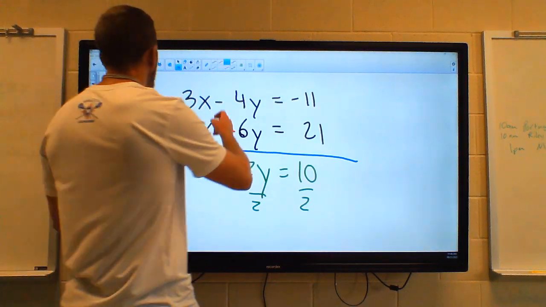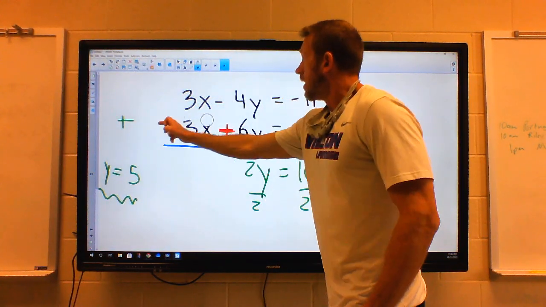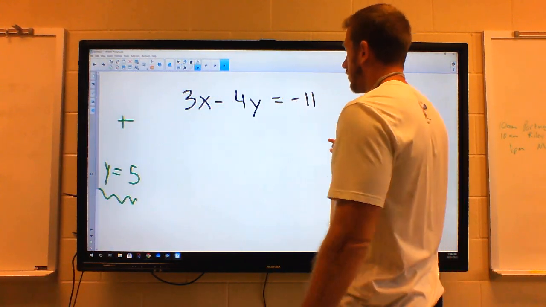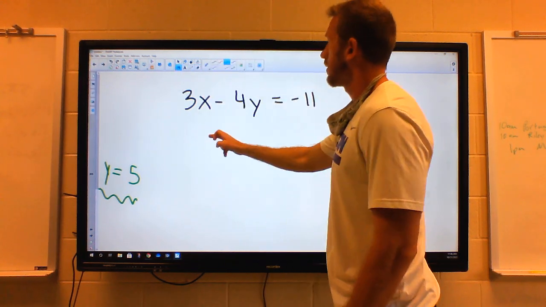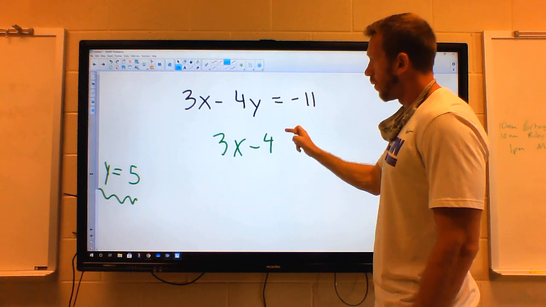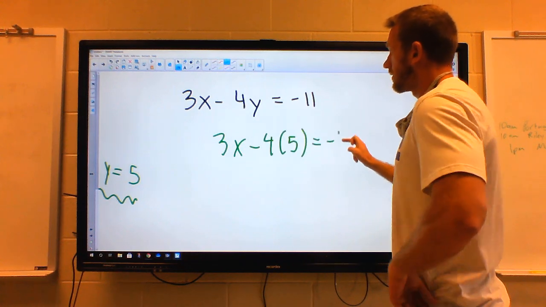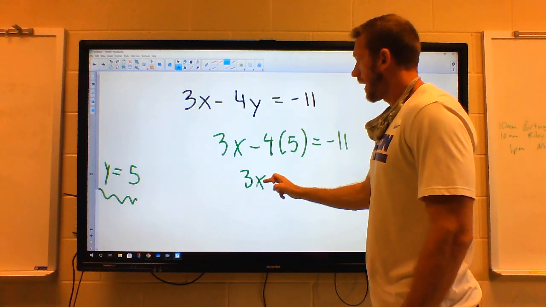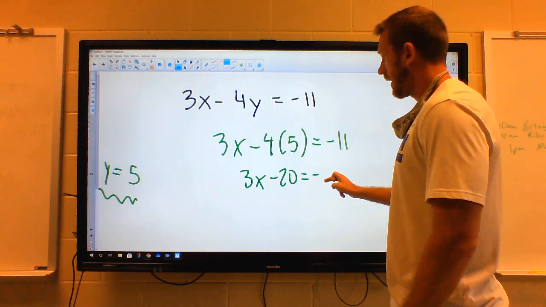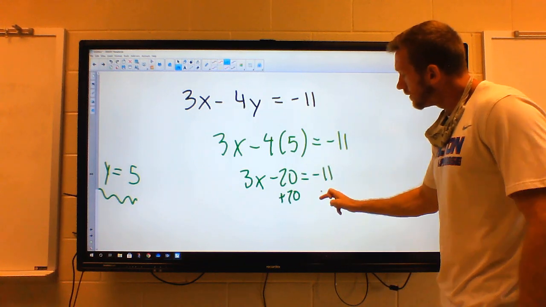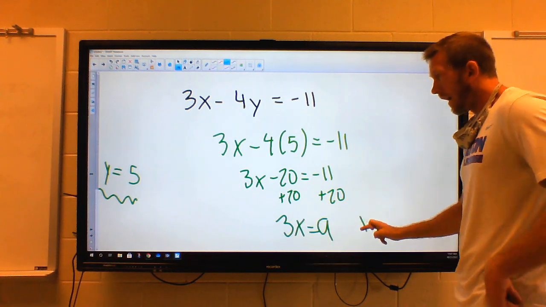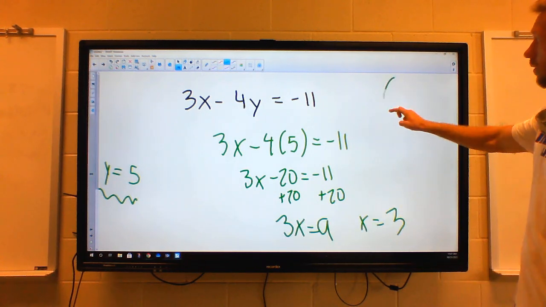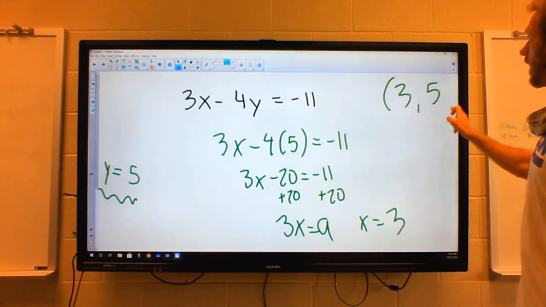All right, you should have plugged it back into either equation. I'm just going to get rid of all this. I'm just going to plug it into the top equation. We know that y was 5. Okay, so I've got 3x minus 4 times 5 equals -11. 3x minus 20 is -11. Add 20. 3x equals 9. X equals 3. And we have the coordinate 3, 5.